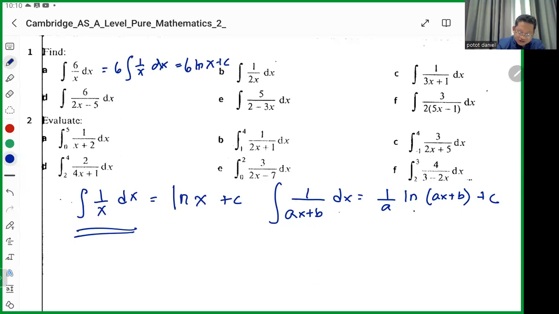That's it. I think my handwriting is a little bad. Not a little bad. I think it's really ugly.